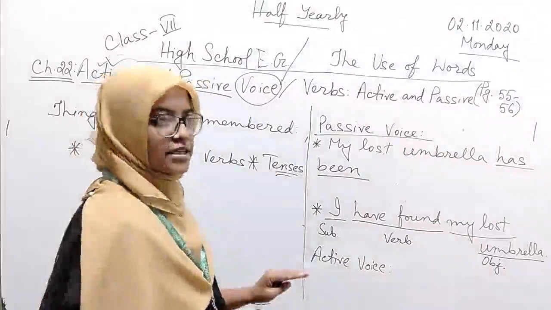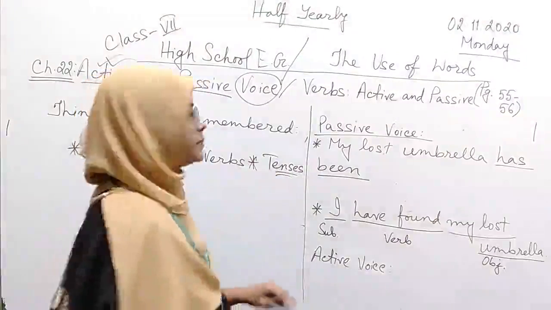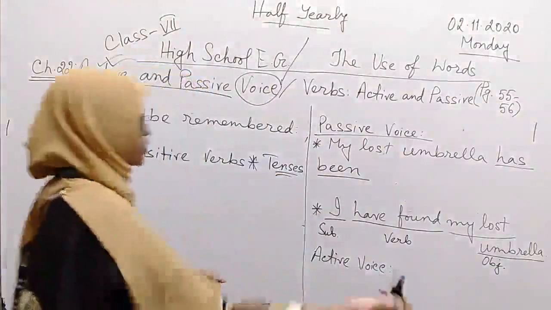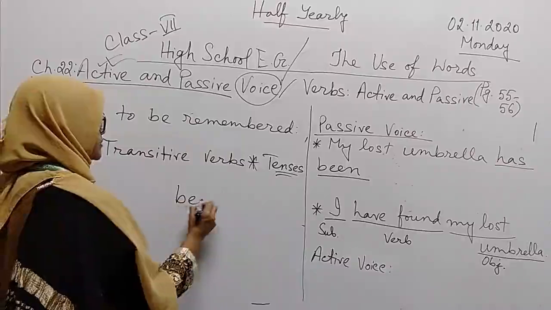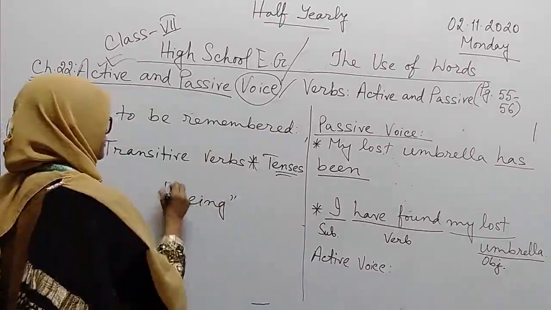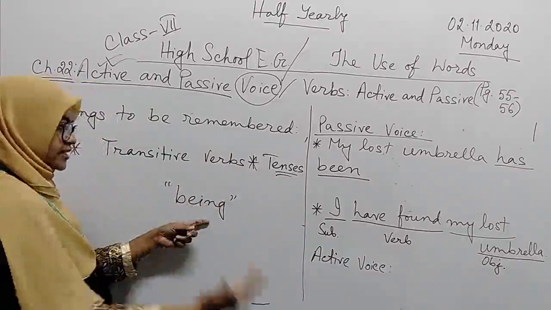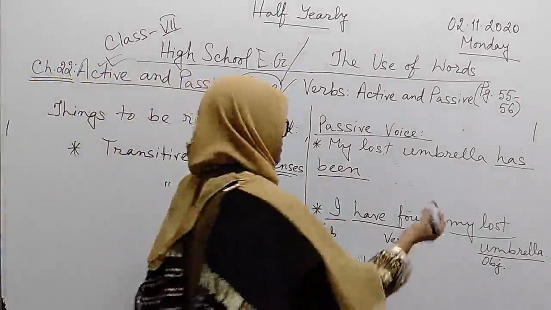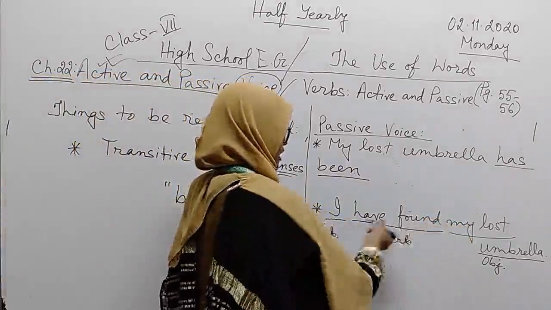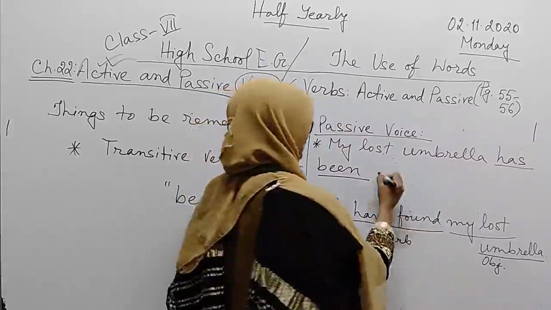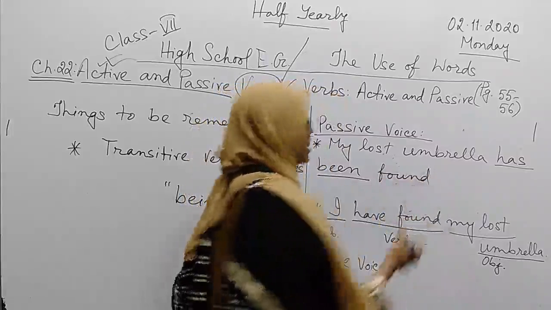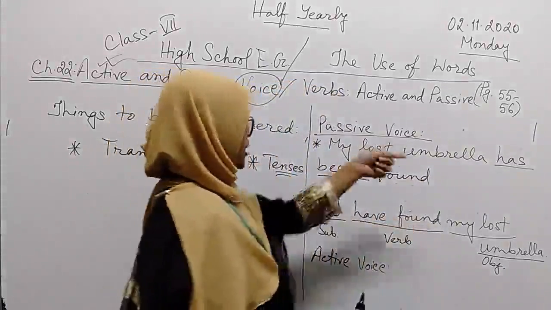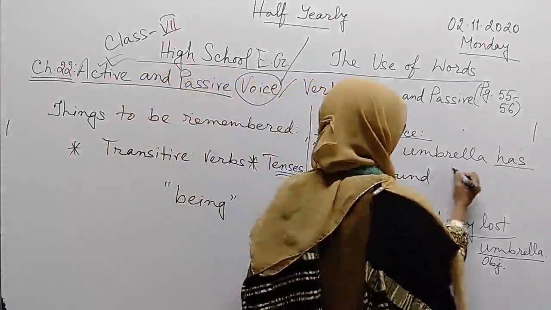Only in perfect tenses. For continuous tenses, this word changes into another thing. We will come to that. Okay? For continuous, the word is being. I will discuss this elaborately later on. Okay, so has been, have found. So found is the past participle of this verb. Okay, so has been found.